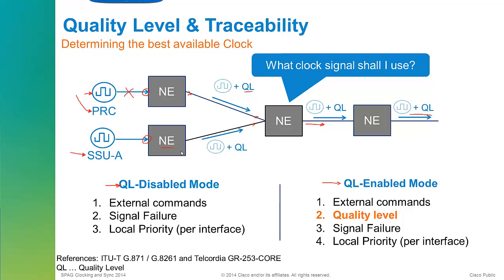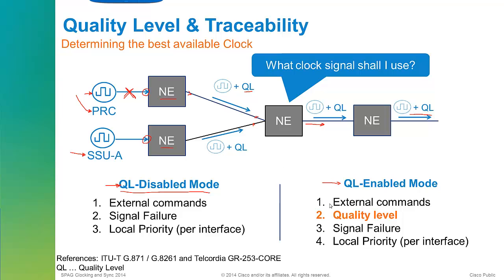Now, as long as network element north is available, it's going to use it. It doesn't matter if network element north is connected to this primary reference clock or whether this link here is broken. It doesn't matter, because it's ignoring the quality levels. It just says, while I can still talk to north, I'm going to use north. So QL disable mode is very static, doesn't take account of failures in the network, doesn't take account of changing conditions and so forth.